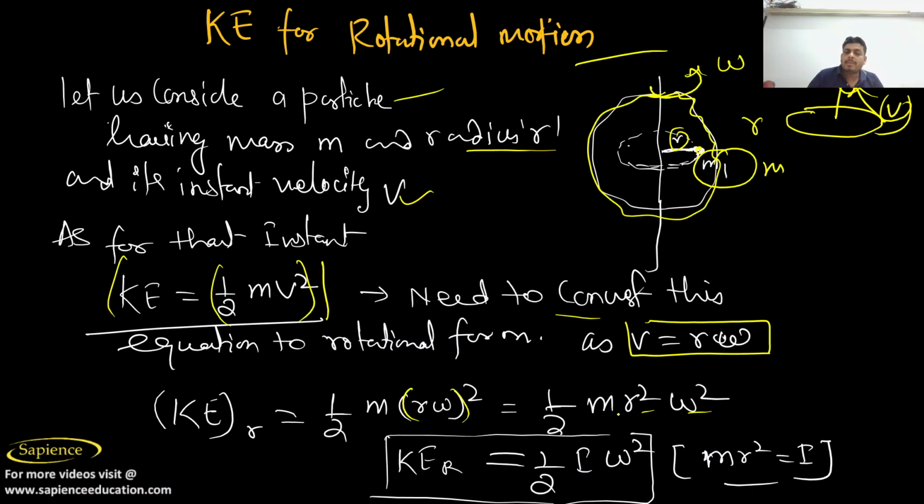So half mr square. Now tell me what is mr square. So mr square is your I and omega square is omega square. So finally, kinetic energy for a rotational motion is half I omega square. So this thing you should remember.